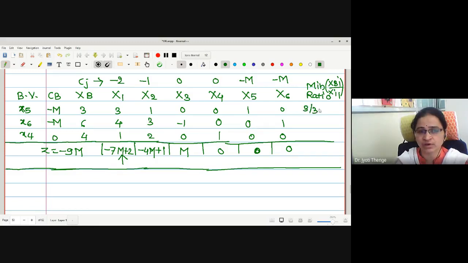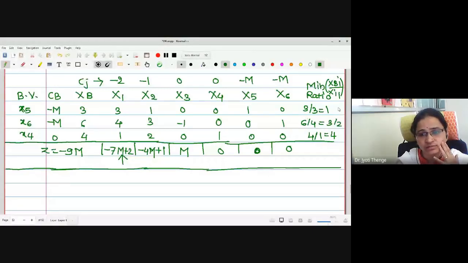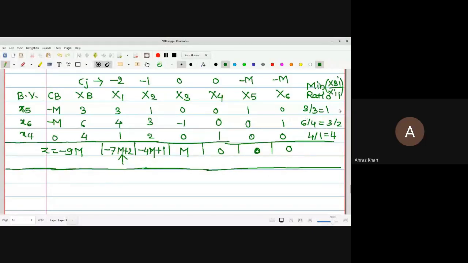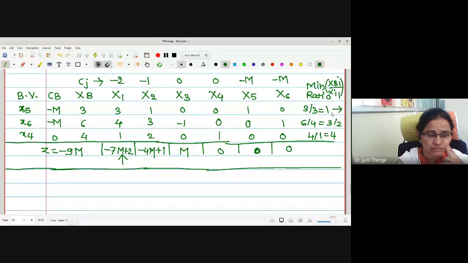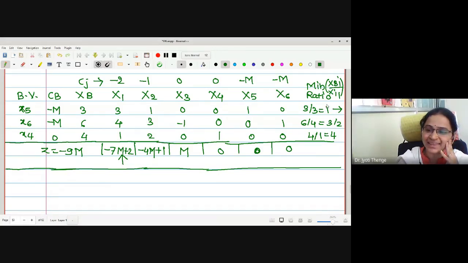What is the first value? 3 by 3, it's 1. Second value 6 by 4, that is 3 by 2, right? Then the last is 4 by 1, that is 4. Which variable is going to leave the basis then? You have to find the minimum, the smallest value. Among 1, 3 by 2 and 4, which is minimum?